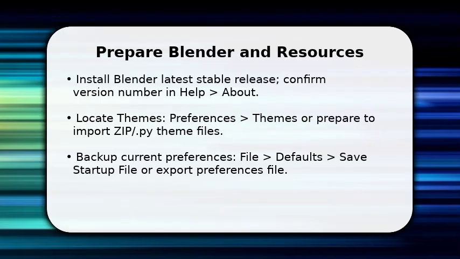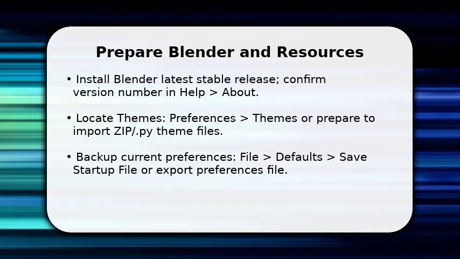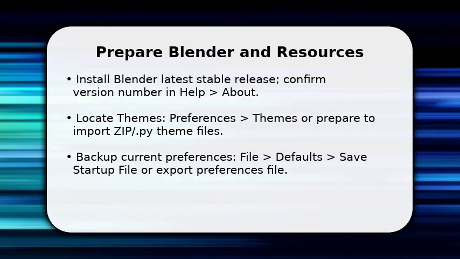You start by making sure Blender is updated and your current preferences are backed up. Open Preferences and go straight to Themes. This is where you'll load or edit themes. Once done, gather any theme files you downloaded, zip or Python scripts, into one folder for quick access.